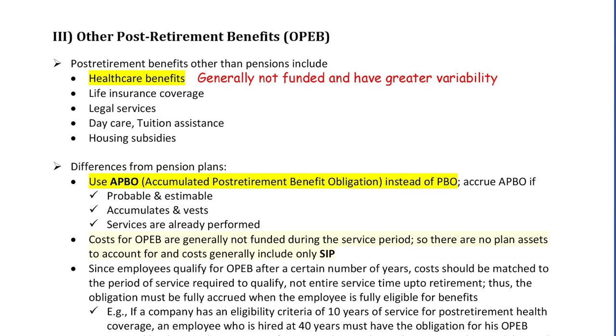Next one, highlight costs for OPEB are generally not funded during the service period. So there are no plan assets to account for, and costs generally include only the service cost, the interest cost, and the prior service cost amortization. Next sub-bullet says, since employees qualify for OPEB after a certain number of years, highlight costs should be matched to the period of service required to qualify. So you're not looking at the entire service time up to retirement. Thus, highlight obligation must be fully accrued when the employee is fully eligible for benefits.